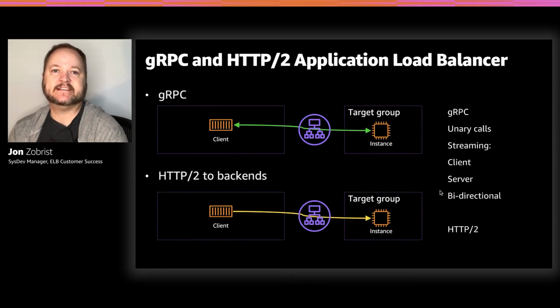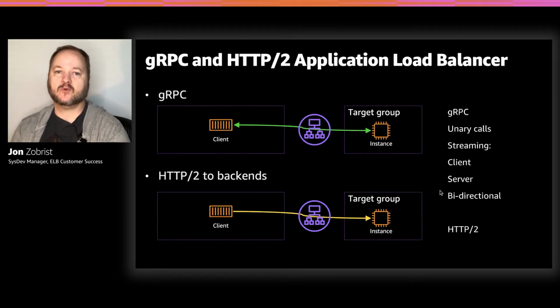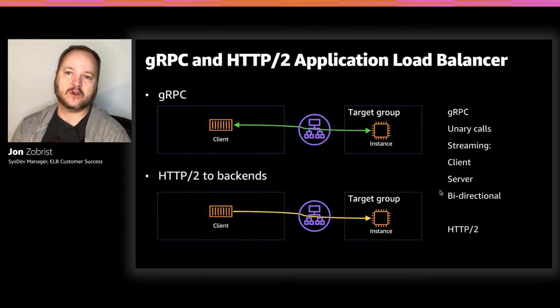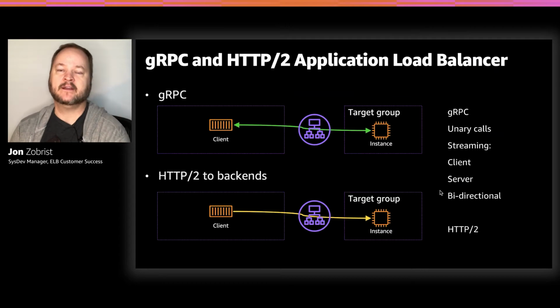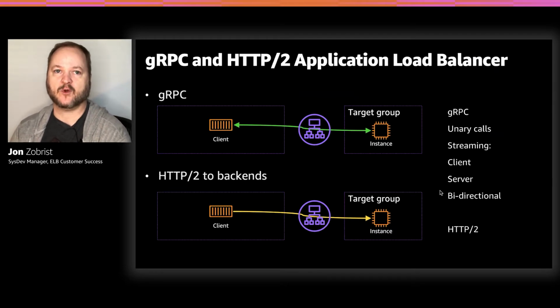So we launched gRPC support on Application Load Balancer this year. And with that, we brought HTTP2 to the target groups. The gRPC protocol is a Google protocol used in microservices. It's useful if you want to have a lot of things connecting in different ways through your load balancer and sending non-HTTP data. gRPC is a first-class protocol for ELB, so we fully support it on ALB. We support all the different kinds of calls, the streaming client server, the bidirectional streaming, or just unary calls like a normal HTTP request.